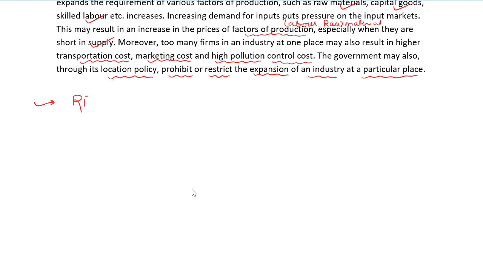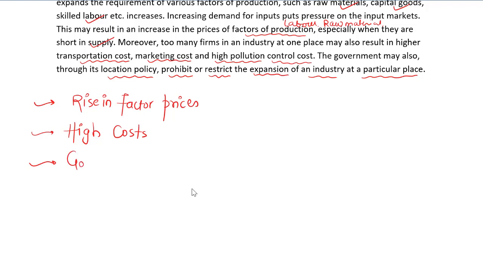Number one, rise in factor prices. We also see that the cost may increase, so higher costs. Too many industries will enter into a particular area. The cost of transportation, the cost of marketing, the pollution control cost will rise. And at last we can say that government will put a lot of restrictions. Government restrictions: the company needs to handle the government restrictions also.